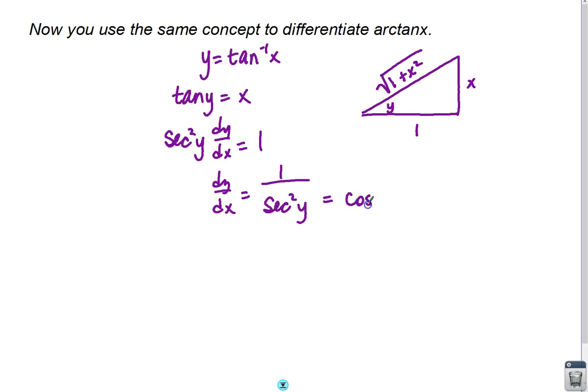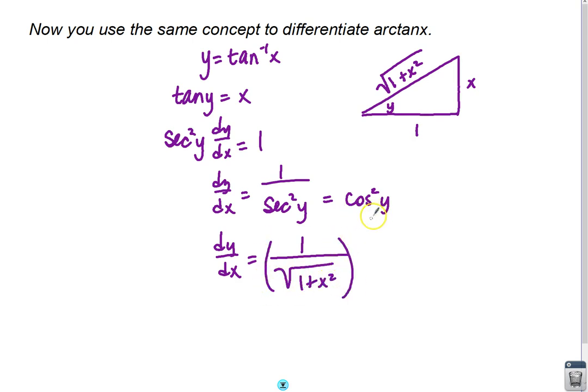So you could write it like that if you wanted to. And the cosine is always, I'm sorry, not 1 over. Cosine is the adjacent side over the hypotenuse. So then I would have dy dx is equal to my adjacent side from my angle, which is 1, over my hypotenuse, which is the square root of 1 plus x squared. But remember, this is cosine squared, so I'm going to square that. So this becomes 1 over 1 plus x squared.